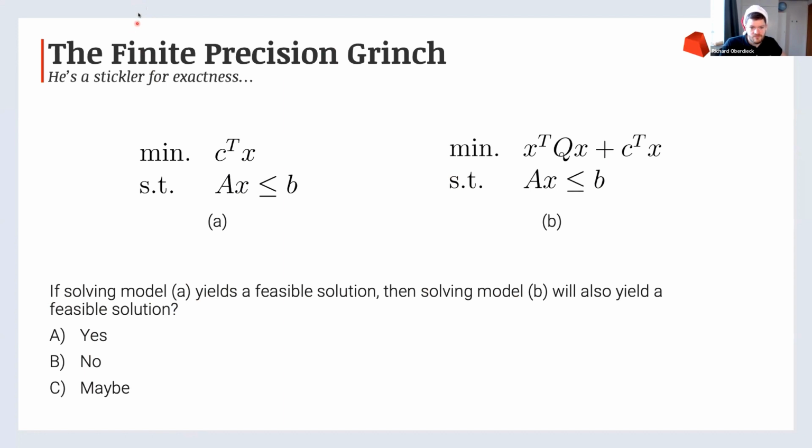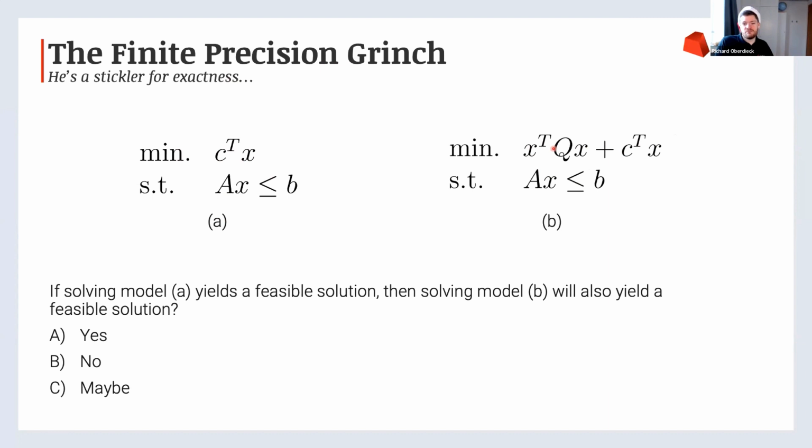So, for people who don't use matrix notation every day, I should explain. My apologies. On the left hand side, we have a linear objective function and a linear set of constraints. So this is just your average LP or MIP. And then on the right hand side, you have the exact same objective function in the linear part and the exact same linear constraints. The only thing added is a quadratic term.